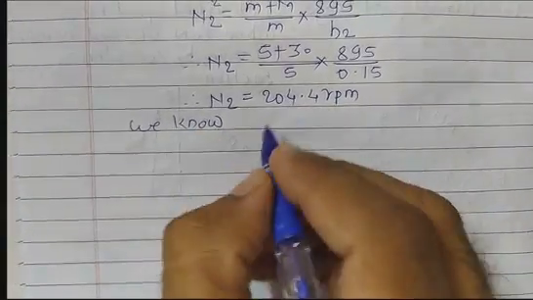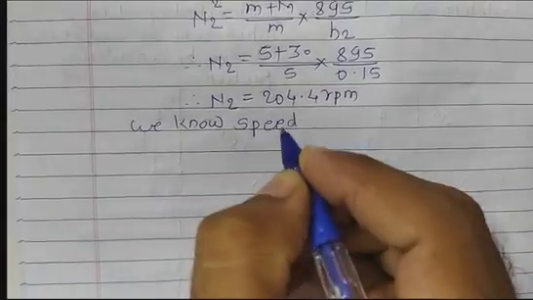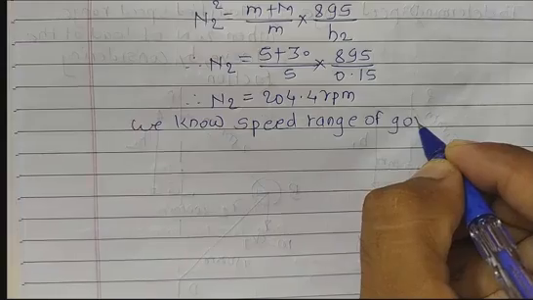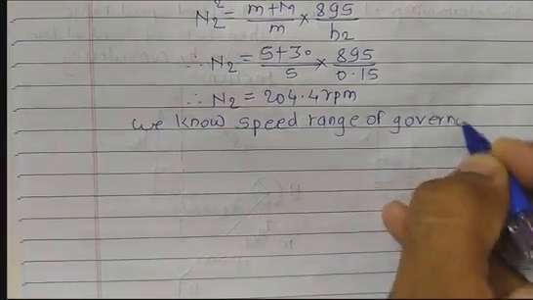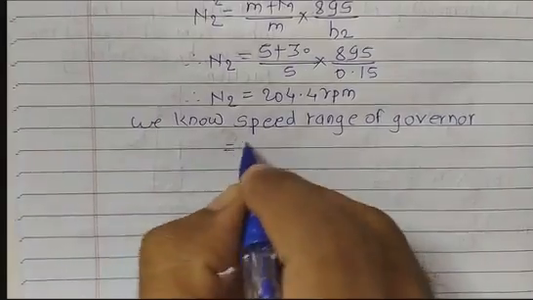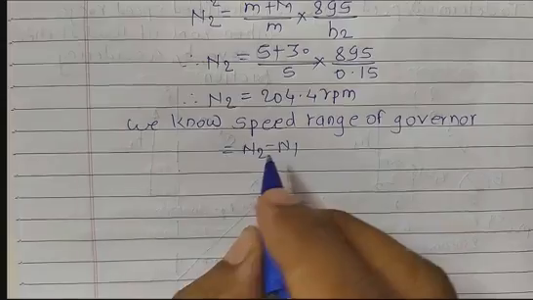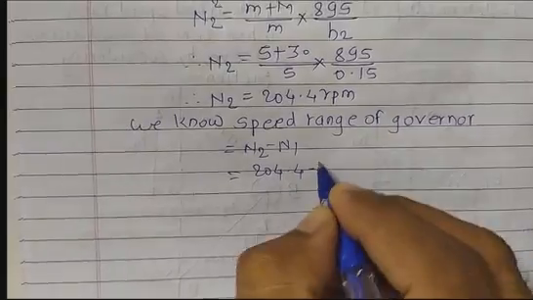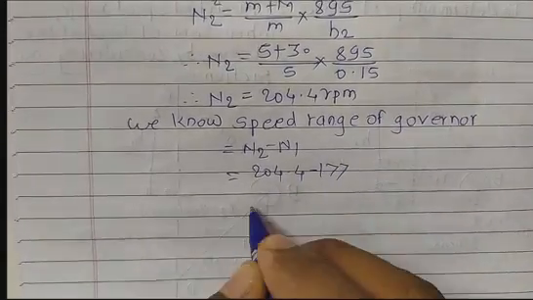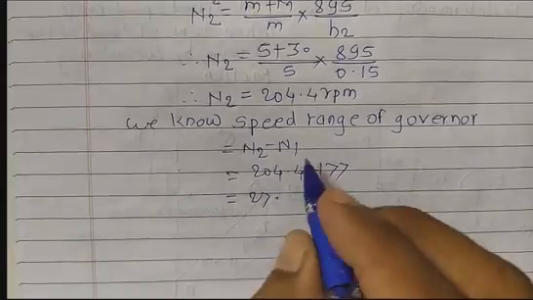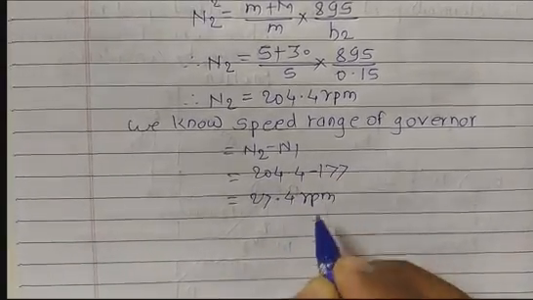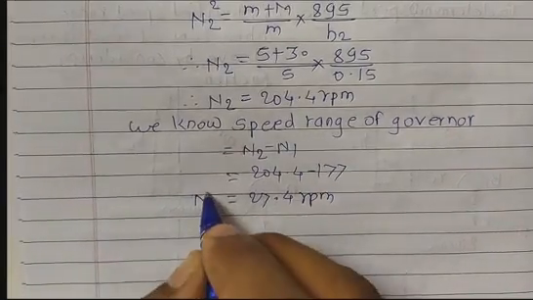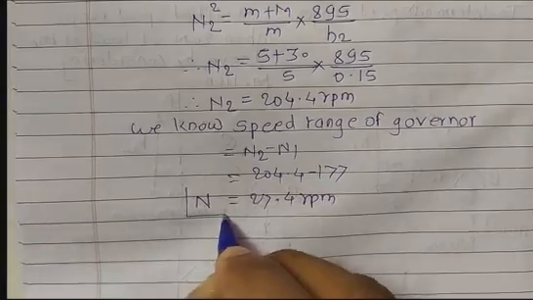So we know the speed range of the governor is nothing but n2 minus n1. So this one with us is 204.4 minus 177. So we can get the value for speed range in this way. I'll just mention that speed range, or indicate the speed range, by letter N.